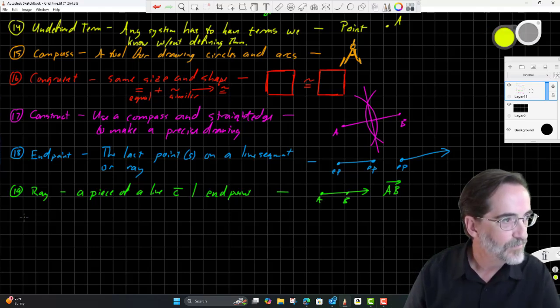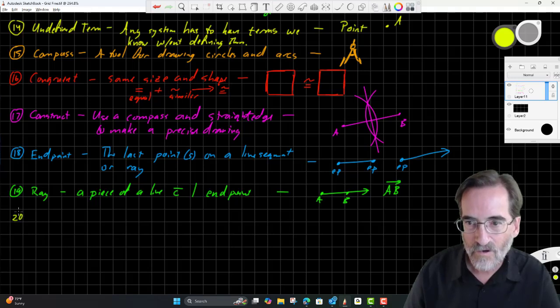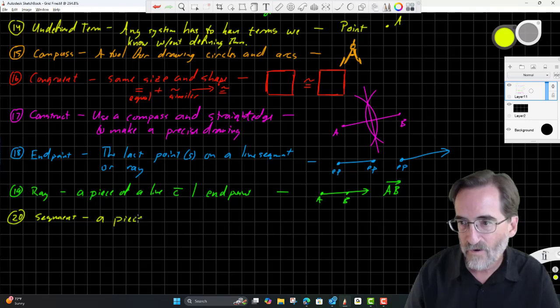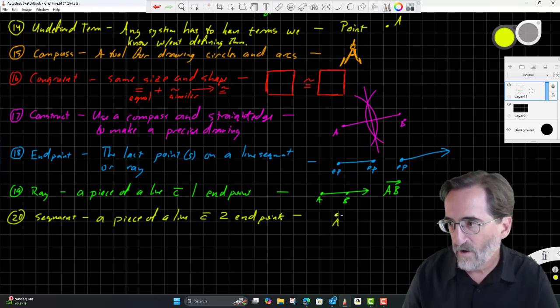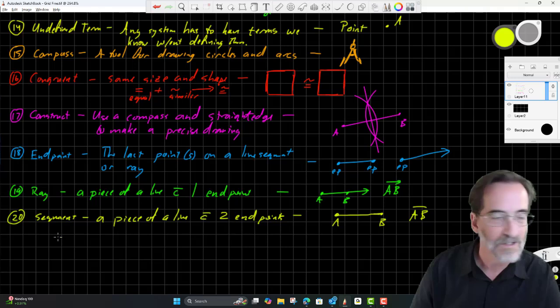20, segment. A piece of a line with two endpoints. Point A, point B, and the connecting. This is indicated by segment AB, capital letters, no arrows.